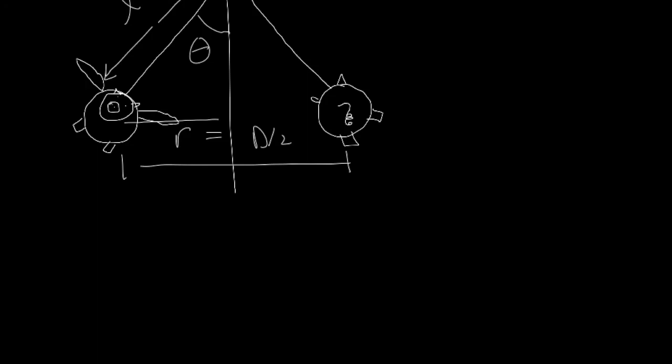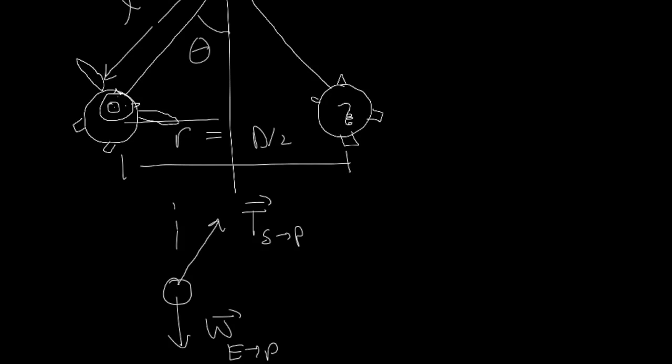So let's take the pig and think about what forces are acting. Of course, it's got weight, which is the force of the earth acting on the pig. And then it's also going to have a tension in the string that connects it to the ceiling. That's the tension of the string acting on the pig. And really, that's it. The other thing you can notice from geometry is that this angle theta and this angle theta happen to be exactly the same angle.